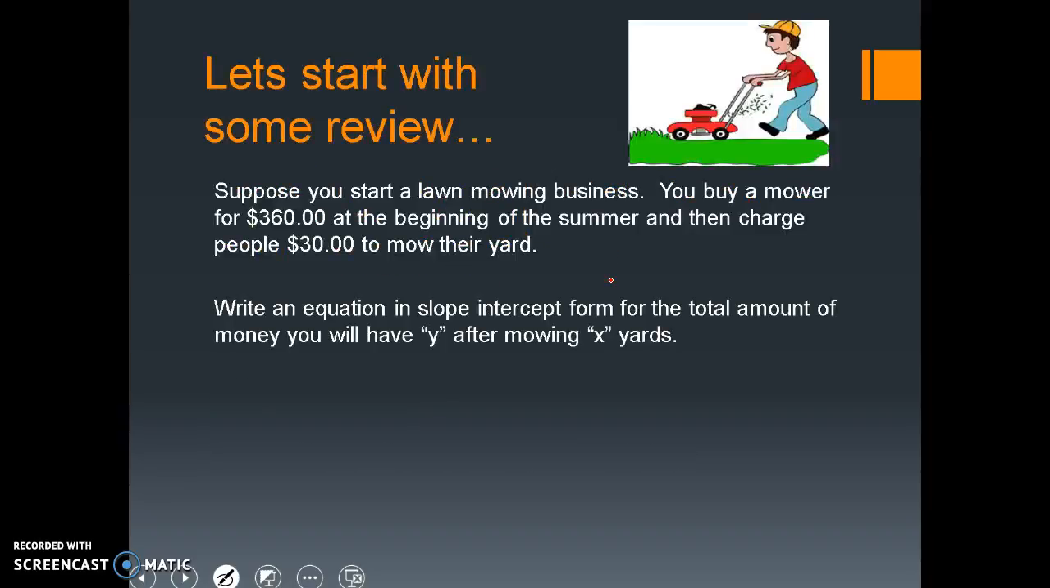Suppose you want to start a lawn mowing business. So you go out and you buy a mower for $360 at the beginning of the summer, and then you start charging people $30 to mow their yard. And so we're going to want to write an equation for this.